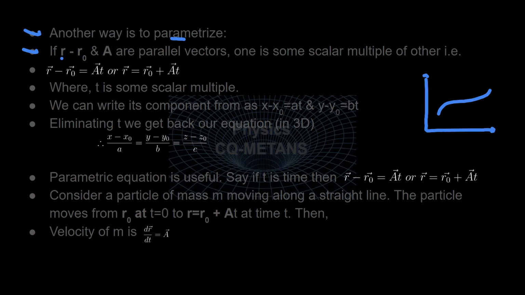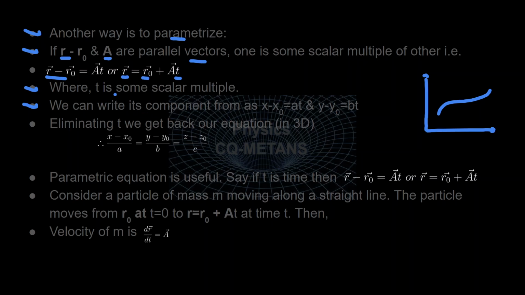If the vectors r minus r naught and A are parallel, then as I mentioned, we can write one vector as some scalar multiple of the other. So I write r minus r naught equal to a times t. Just rearranging the equation, I get r is equal to r naught plus at. But this t is some scalar; don't get confused, it is not time. If you don't like putting t, put some arbitrary scalar, say w or anything.